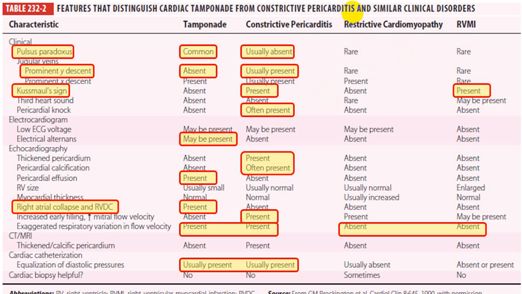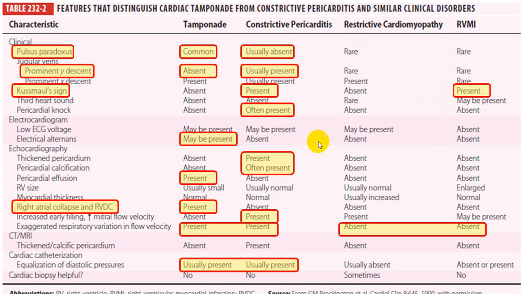This is a difference between all the four conditions. I am not going into detail at present. That is cardiac tamponade, constrictive pericarditis, restrictive cardiomyopathy, and RVMI. If you are interested at your leisure time, you can go through. It is a good slide. It will give you an idea regarding difference between cardiac tamponade, constrictive pericarditis, restrictive cardiomyopathy, and RVMI.